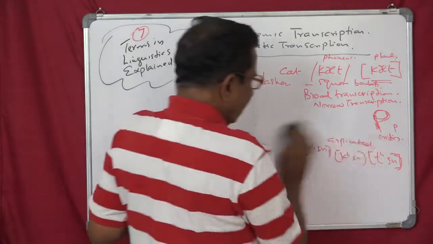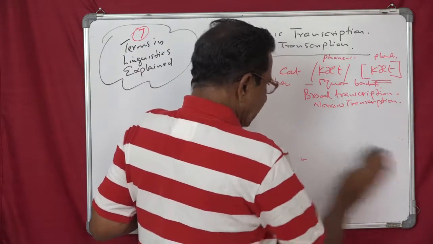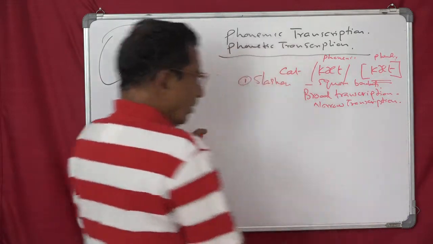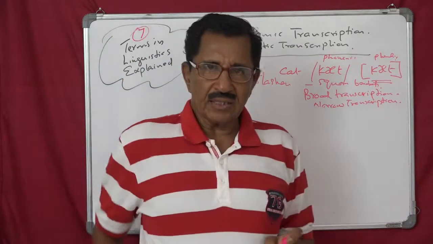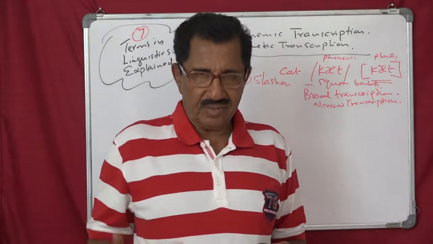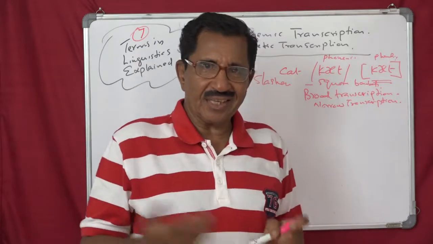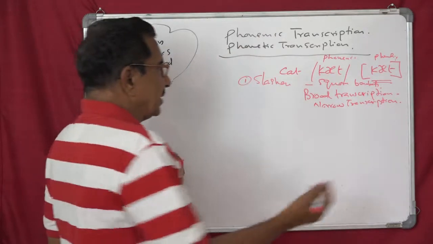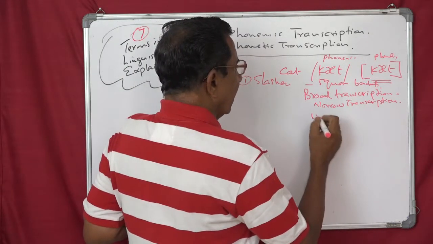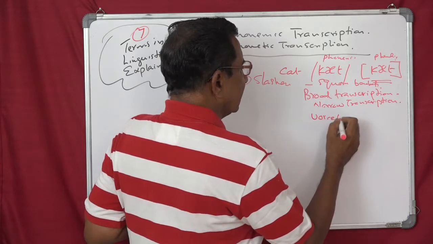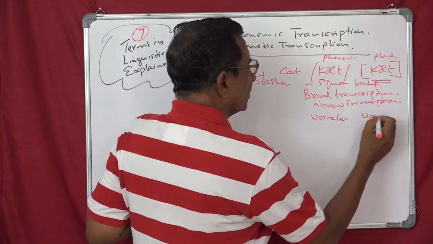Other ways of showing additional information, I'll tell you. See, when you write, you know about the L sound. There are two L sounds. Many L sounds are there because there are allophones. But two L sounds: one is voiceless, the other is voiced.